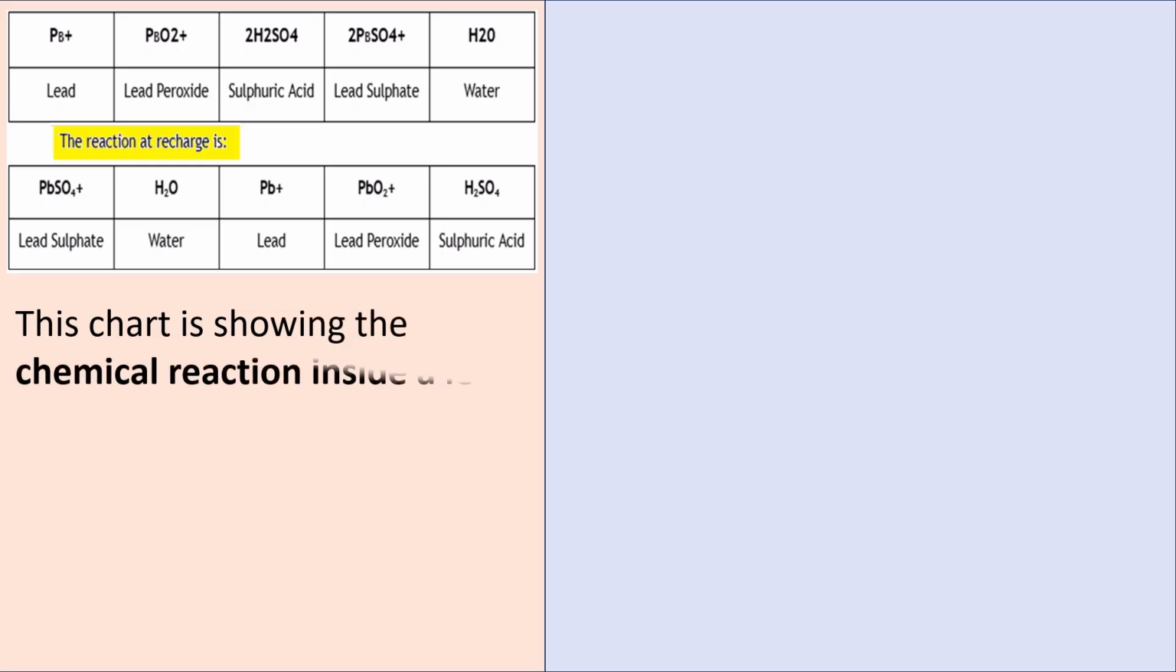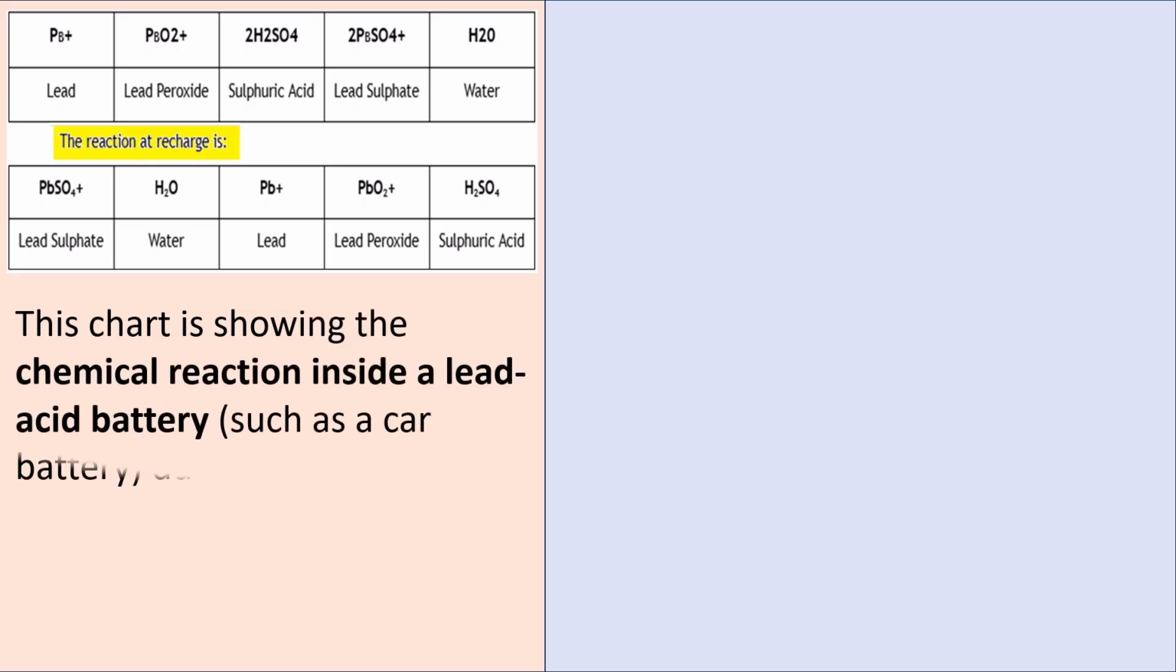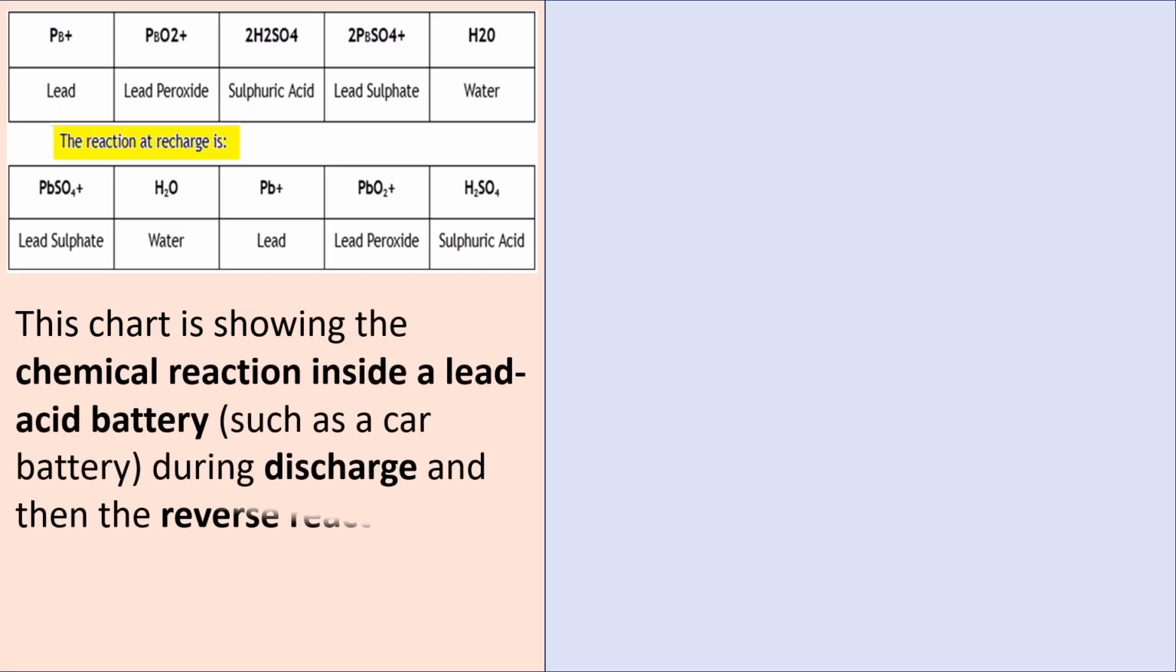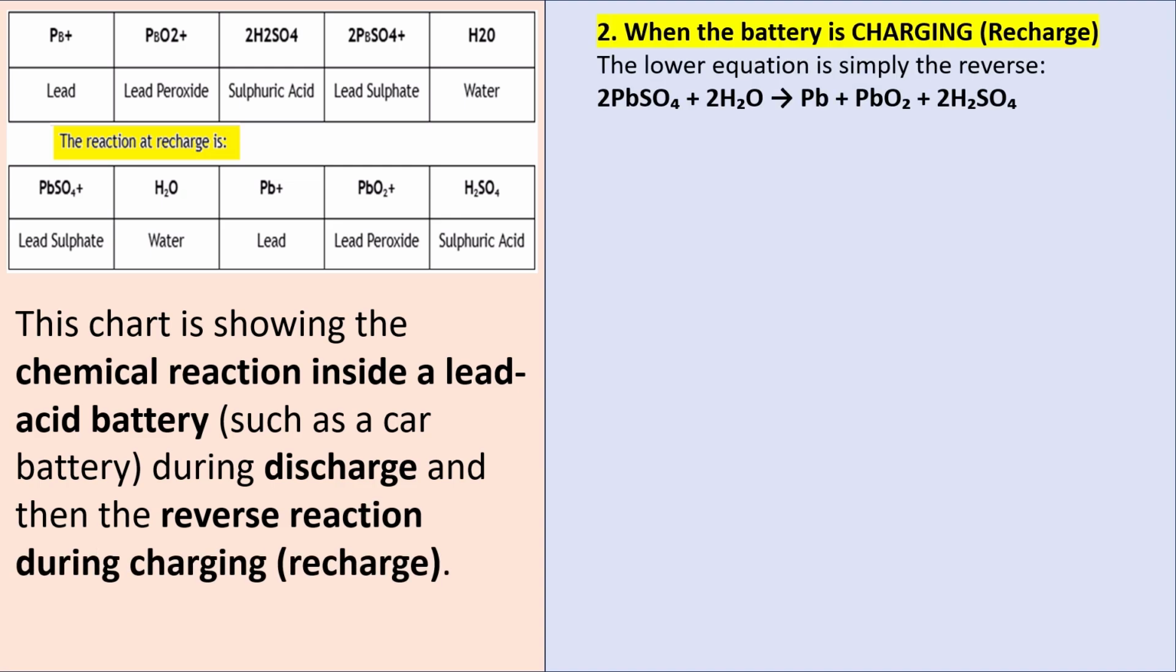This chart is showing the chemical reaction inside a lead-acid battery, such as a car battery, during discharge, and then the reverse reaction during charging or recharge. When the battery is charging or recharged, the lower equation is simply the reverse. 2PbSO4 plus 2H2O becomes Pb plus PbO2 plus 2H2SO4.